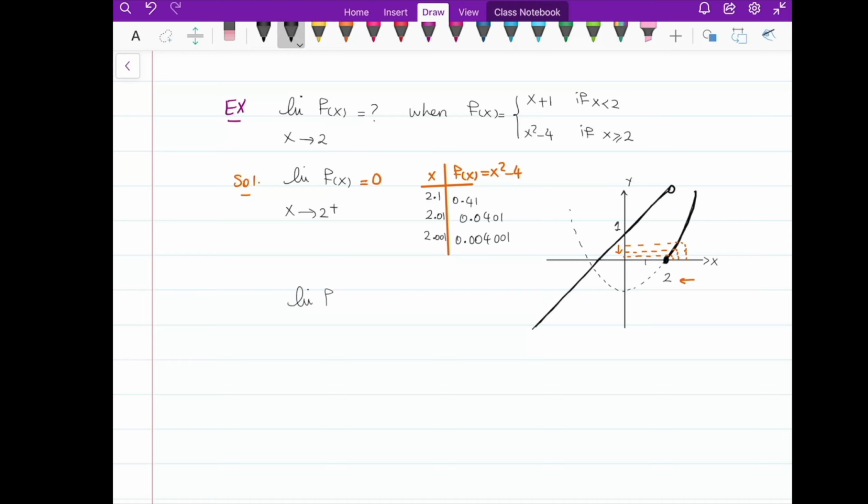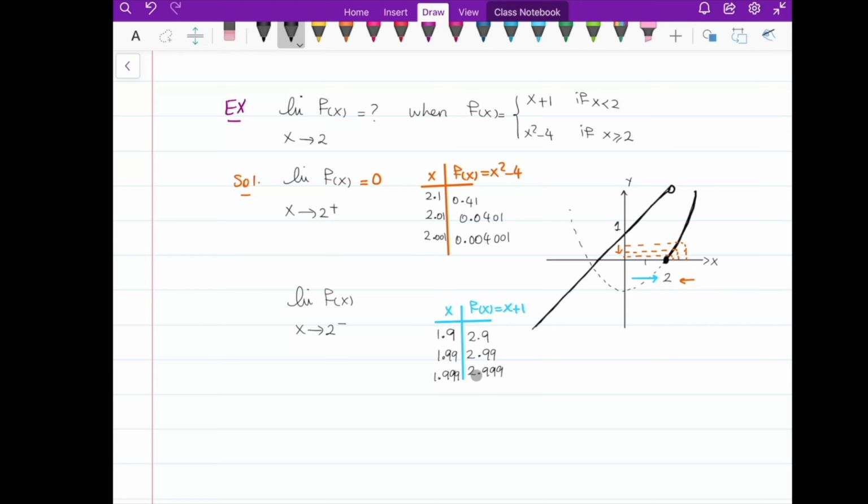Now let's find the limit of f of x as x approaches 2 from the left. So we are approaching 2 from this side. Let's see what's going on in the table. We have the table x and f of x. When x is less than 2, we're going to follow x plus 1. Let's put the values that are less than 2 into here. I'm going to put 1.9 and I'm getting closer and closer to 2, 1.999. I'm going to put these values into the function. As you see, these values are getting closer and closer to 3.